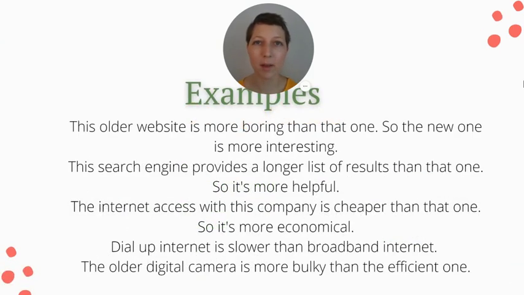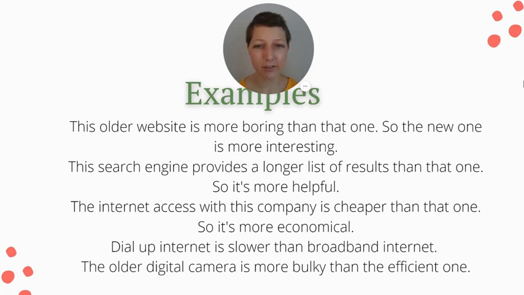Let's have a look at some examples. This older website is more boring than that one, so the new one is more interesting. This search engine provides a longer list of results than that one, so it's more helpful. As you can see in these two examples, boring is, of course, a bad thing. More interesting is a good thing. But as I mentioned before, interesting can have multiple meanings depending on the tone. And a longer list of search engines is definitely better, and helpful is definitely better.